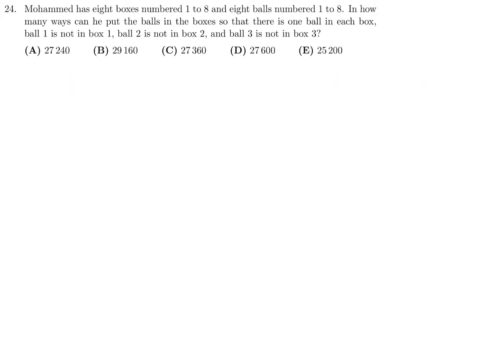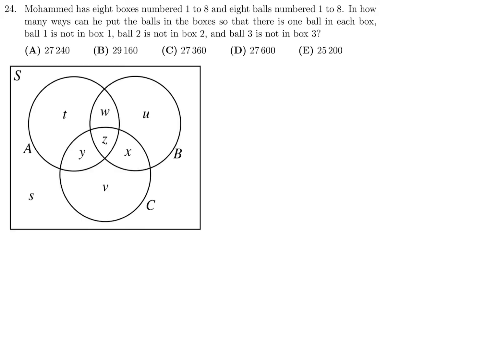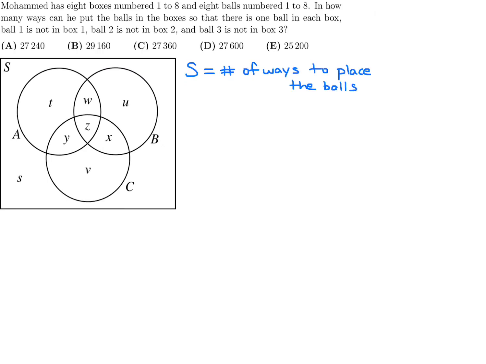Okay, now let's put in a diagram and illustrate how we will approach this question. So this big S represents our entire universe here, and that in particular means the number of ways of placing the 8 balls without any restrictions. And this is, of course, the total number of ways, and like I had previously mentioned, that's going to be 8 factorial.